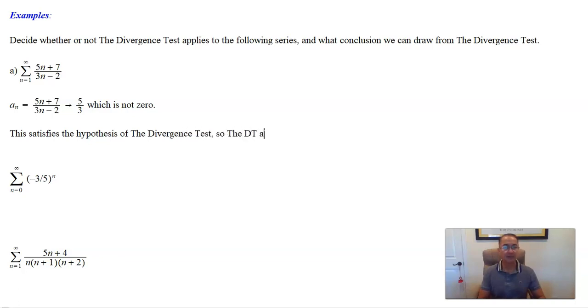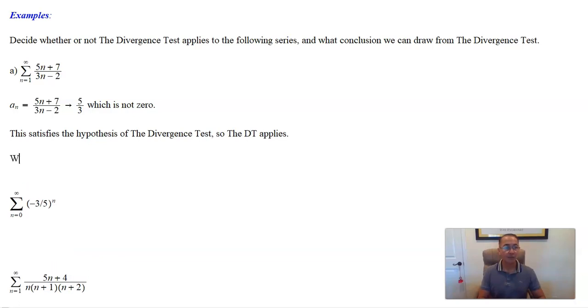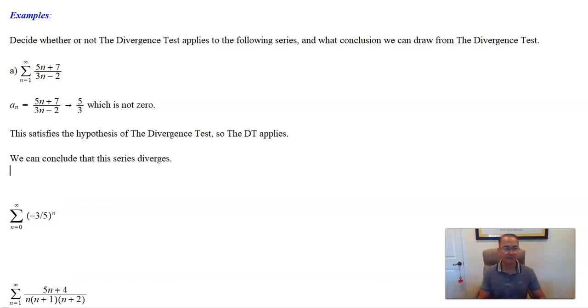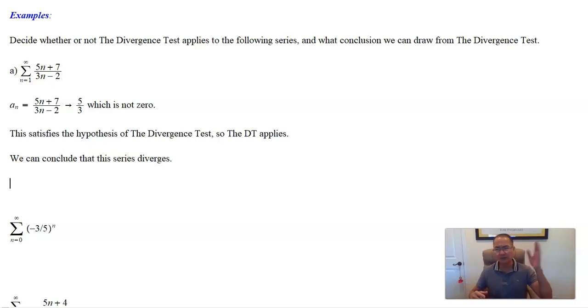So the divergence test applies. We can conclude that this series diverges. Okay, so can we be more particular, that this diverges to infinity or minus infinity, or it just goes back and forth, crazy? Well, the terms get closer and closer to 5/3, so the terms are positive.